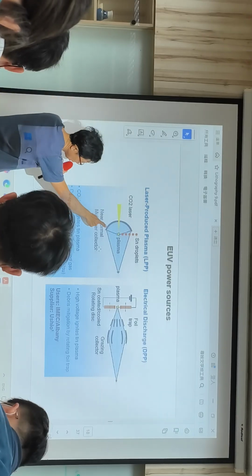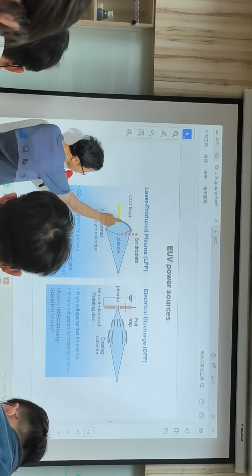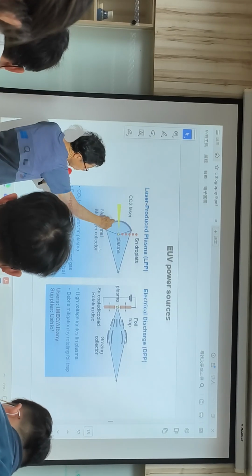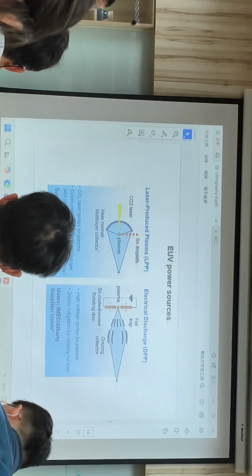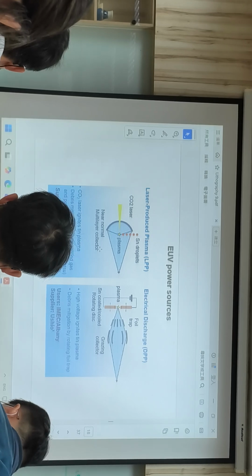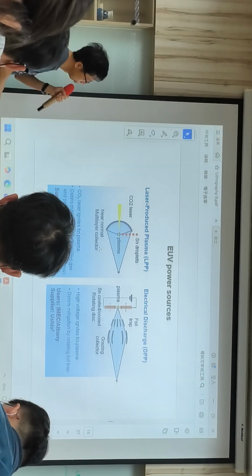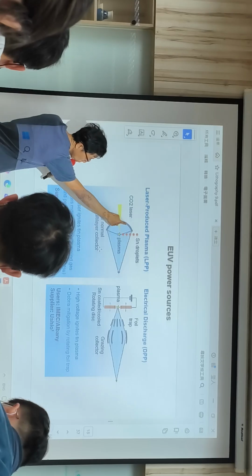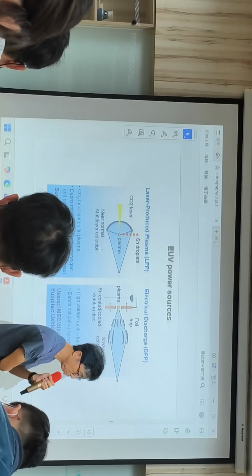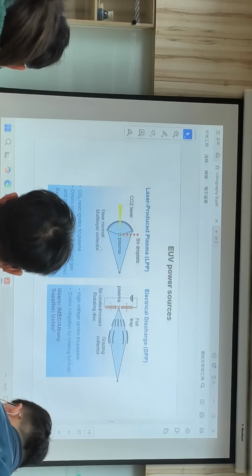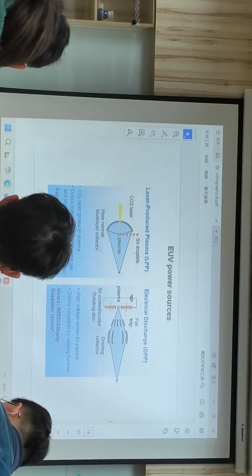But as you can see, a lot of tin will get coated at this collector. So ASML at that time, we see them spend a lot of effort on how to clean this one. And at the end, they use a hydrogen gas to clean the collector. Okay?